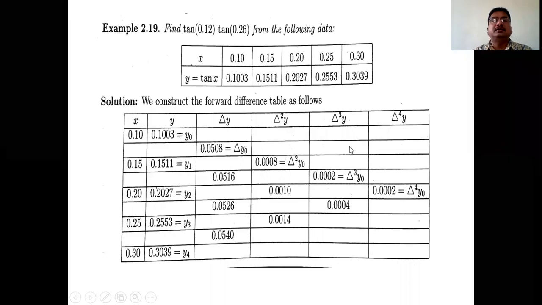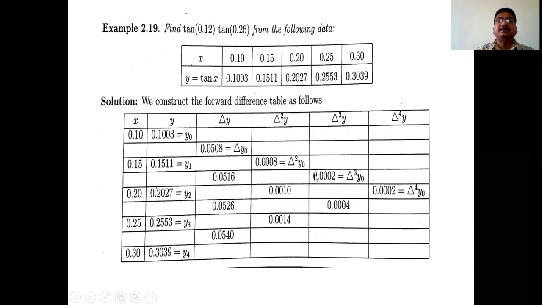Next problem on the Newton forward, Newton backward, and Lagrange's interpolation formula. The problem is: find tan 0.12 and tan 0.26 from the following data. The values of x are given, and the values of y, or f(x), that is tan x, are given. These points 0.10, 0.15, 0.20, 0.25, and 0.30 are equidistant, and so we can apply Newton's forward, Newton's backward, as well as Lagrange's interpolation formula.